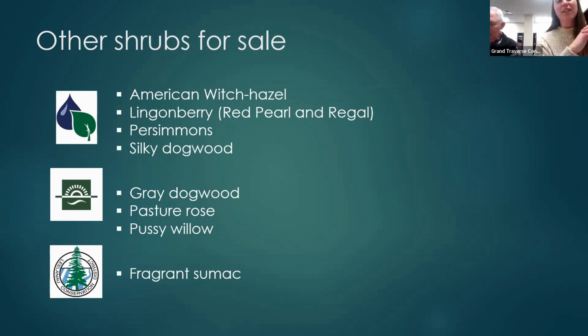So I saw a few people say that their favorite was American witch hazel. So you already know what that one looks like. And this one's one of my favorites because it's one of the only ones that flowers in the fall. It's got these cute little crepe paper flowers. They're like a bright yellow and sort of unfurl.